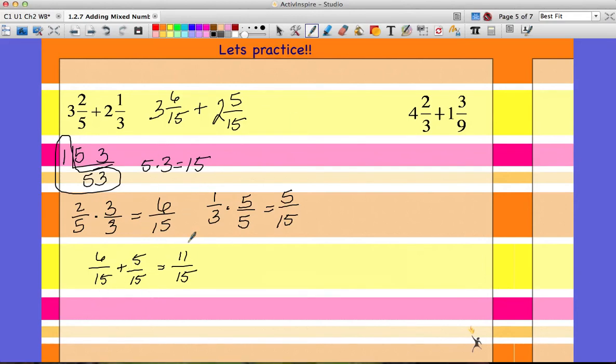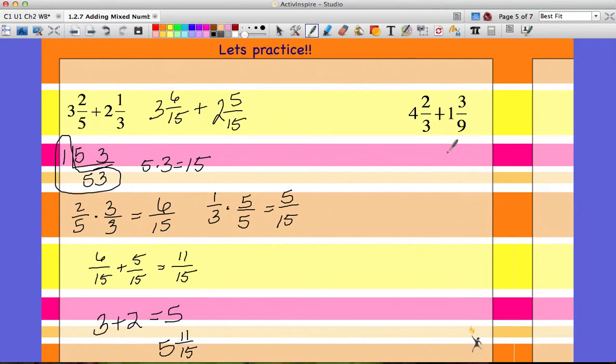Now I add my whole numbers. Since this is not improper, I don't need to make any changes to it. So I'm going to add my whole numbers, which are 3 and 2, and that gives me 5. So my answer is 5 and 11/15. Since there's no simplification, I'm done with this problem.